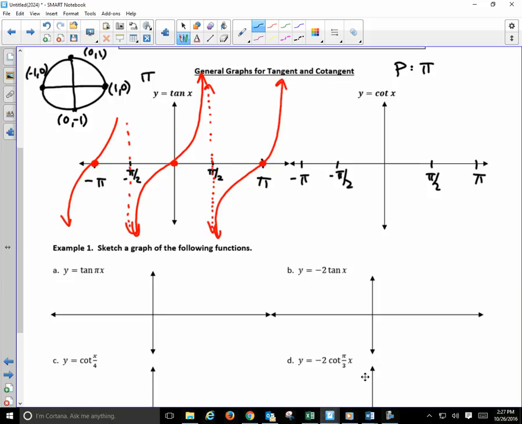So let's try 0 radians. What is 1 divided by 0? Undefined. So I move up to pi over 2. Again, I do x divided by y for cotangent. X is 0. 0 divided by 1, 0.